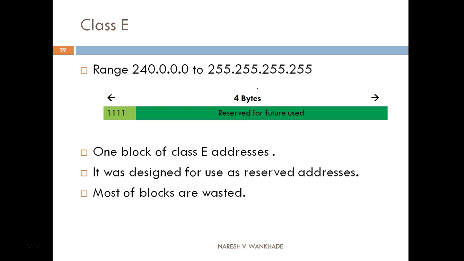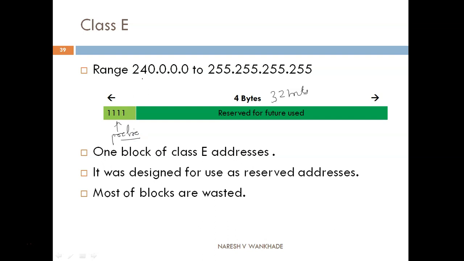We know that there is no division of network ID and host ID as far as class E is concerned, like class D. The complete class E of IPv4 is 4 bytes, meaning 32 bits, and it starts with the prefix 1111. Any address that starts with 1111 belongs to class E.